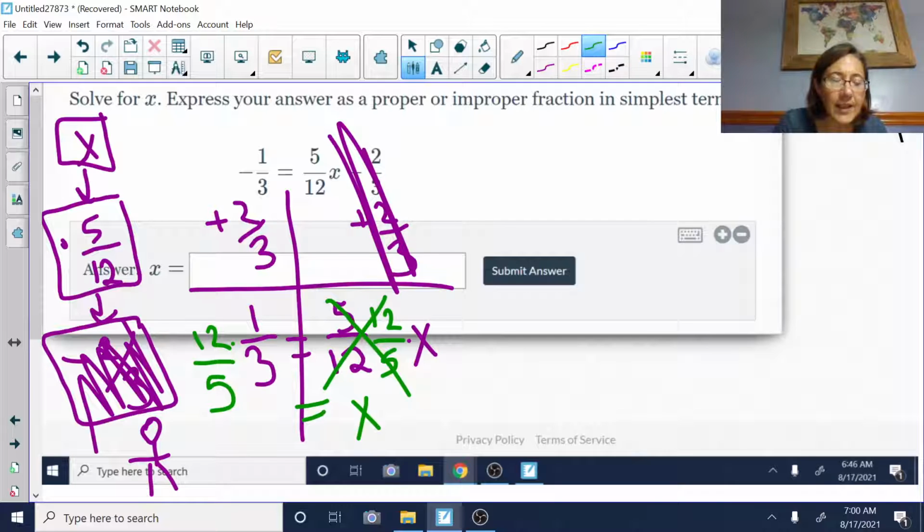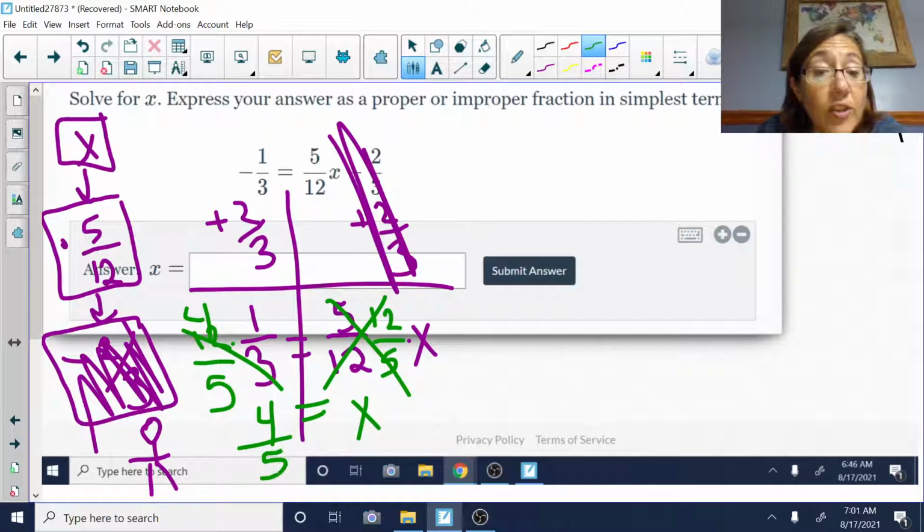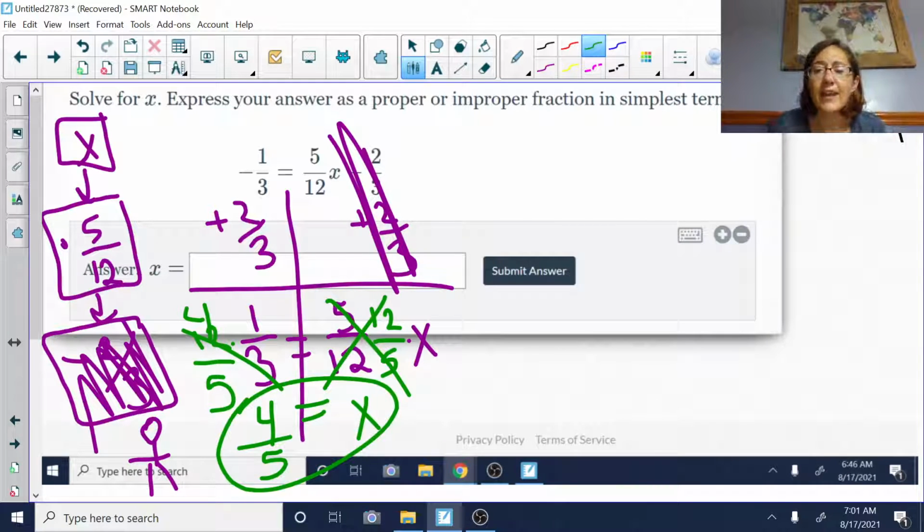And then on the left side, let's see, 12 divided by 3, I can look at that numerator divided by that denominator. That would be 4. So in my numerators, I have a 4 times 1, which is 4. And in my denominators, I have just a 5, or 5 times 1, which is 5. So 4/5 is my answer to that problem.